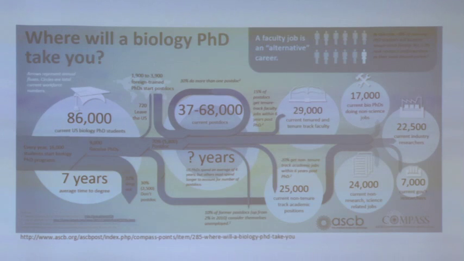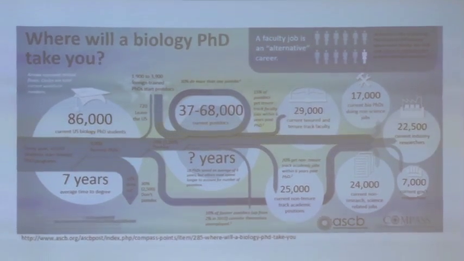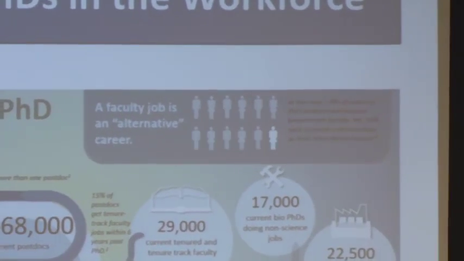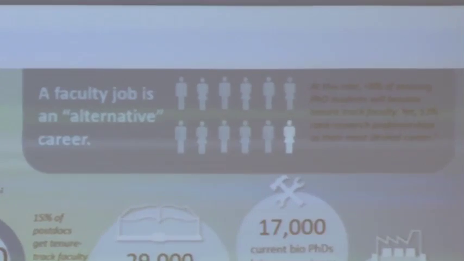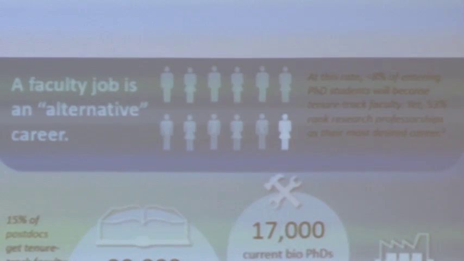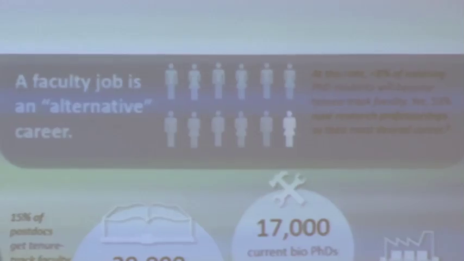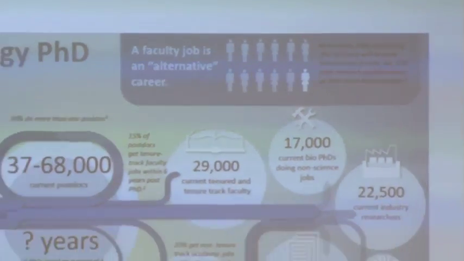But what I really like about this slide is that it shows that the faculty job is really the alternative career these days. We talk a lot about alt-ac careers, alternatives to academia, that when people are going through the PhD process, they might think about an alternative, but really it's almost like the faculty job is the alternative, because fewer than 8% of entering PhD students are going to become tenure track faculty. But over half of them say that's what they want to do.